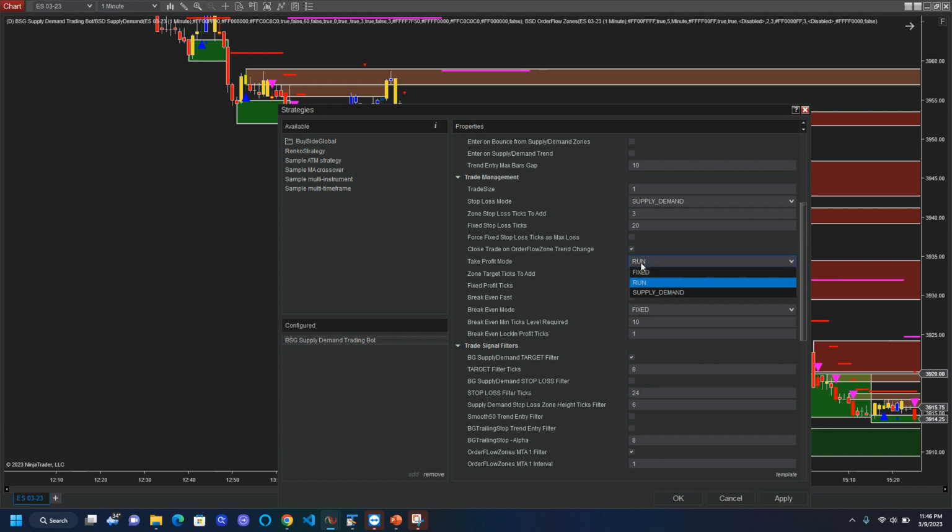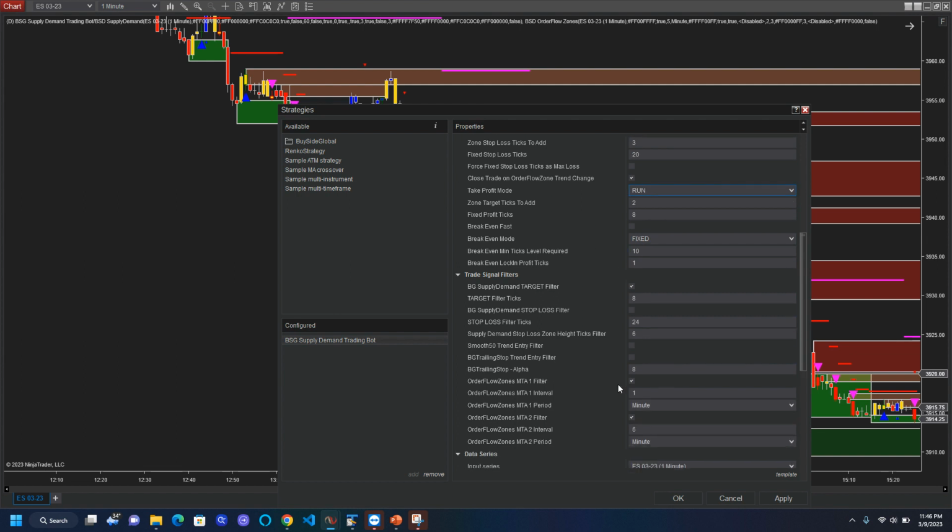And one more thing, I'm not going to use supply and demand fixed targets. Even though supply and demand is also fixed, when I say supply and demand, it's going to place a target right below the nearest zone. So in this case, I don't want to place any target. Let the trade run as long as the trend is not reversed. So one, two, three, four, five. These five settings are very important if you're running on a trending day.